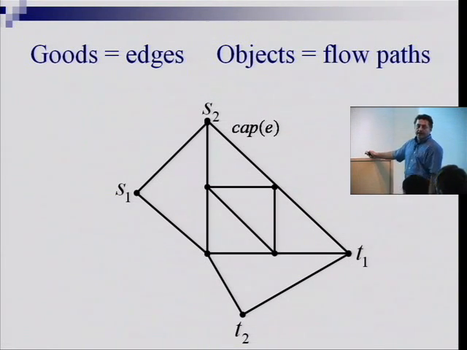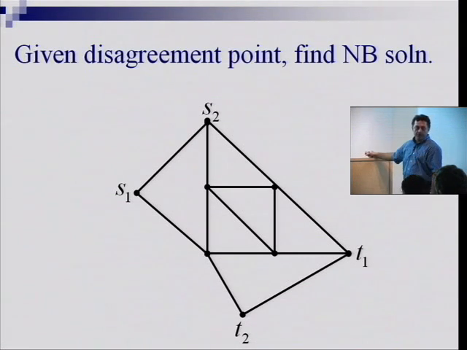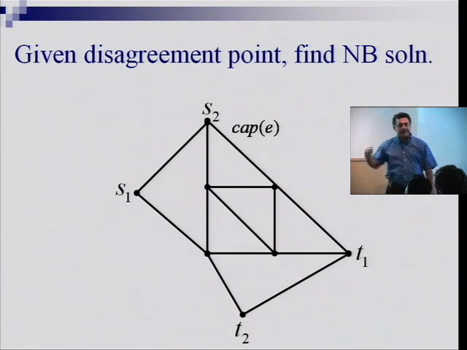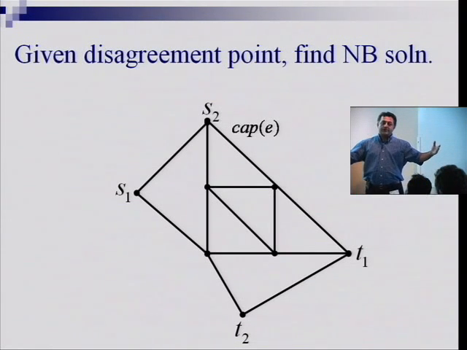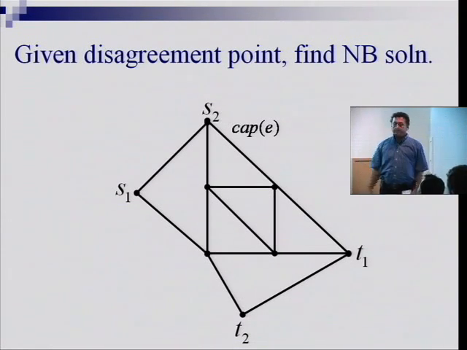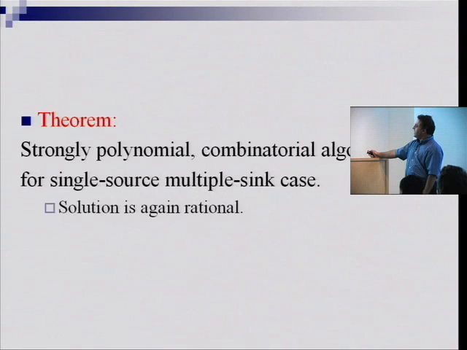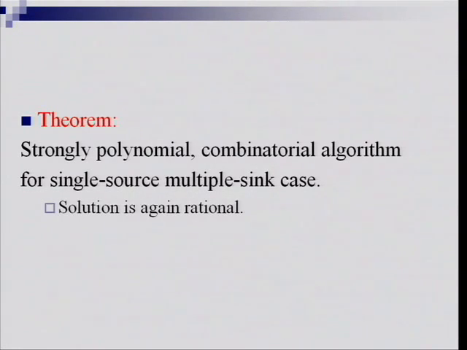And let's say that these players also have some disagreement utilities. Here, these are arbitrary numbers. Again, these could be the 2 founders of Google, and each has a number saying, I want at least so much flow. And those flows may not even be routable, for all we know. But if they are routable, then the point arises, what is the Nash bargaining solution here? For instance, for the case of single source and multiple sinks, I can get a strongly polynomial algorithm, and the solution is again rational.